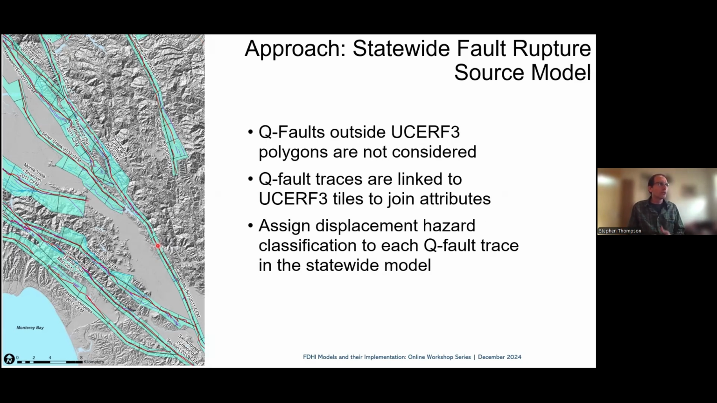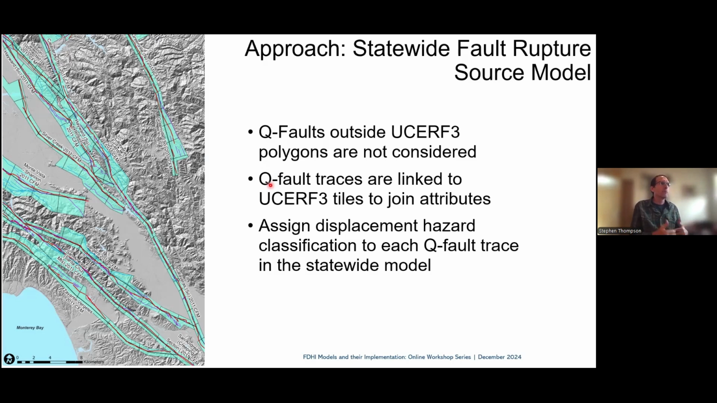Again, we need more precise locations on the ground of where the surface fault rupture is likely to occur. So for those, we use the Q-fault database. Q-faults that lie outside of these polygons, we just weren't able to incorporate them, so they are not considered with a few minor exceptions. These quaternary fault traces are linked to those USRF3 subsections or tiles. So the attributes for the source characterization are joined with specific Q-fault traces.